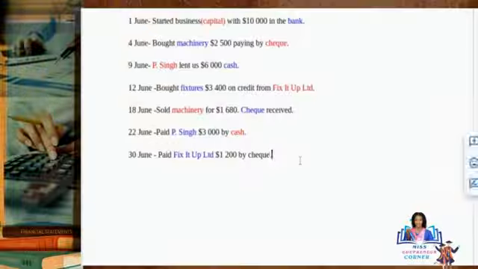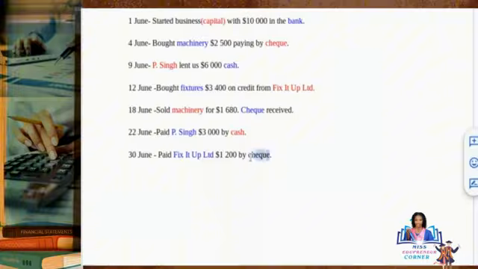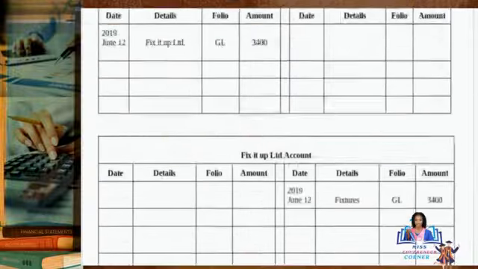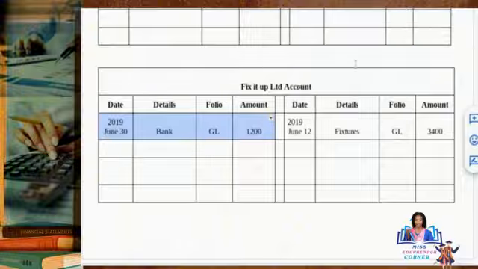And she's paying this creditor using money from the bank. So the money in the bank would be going down. Bank is an asset, and as asset decreases, you have to credit. So let's debit Fix It Up Limited. And let's credit Sandra's bank account.